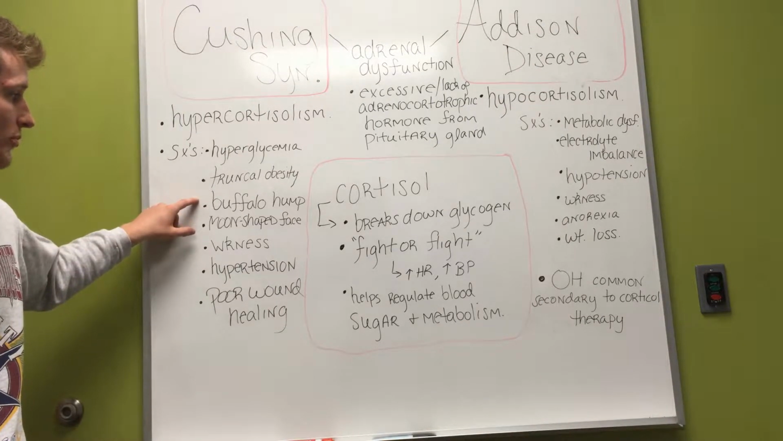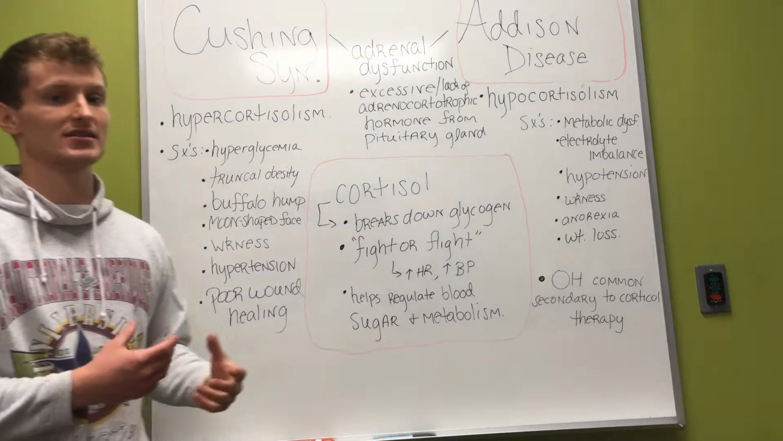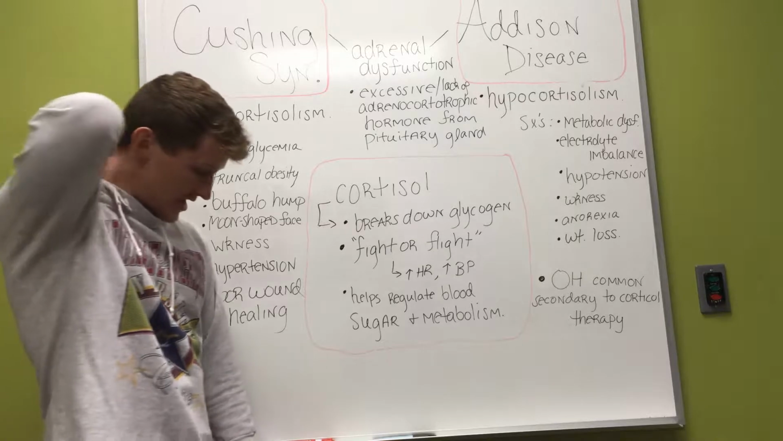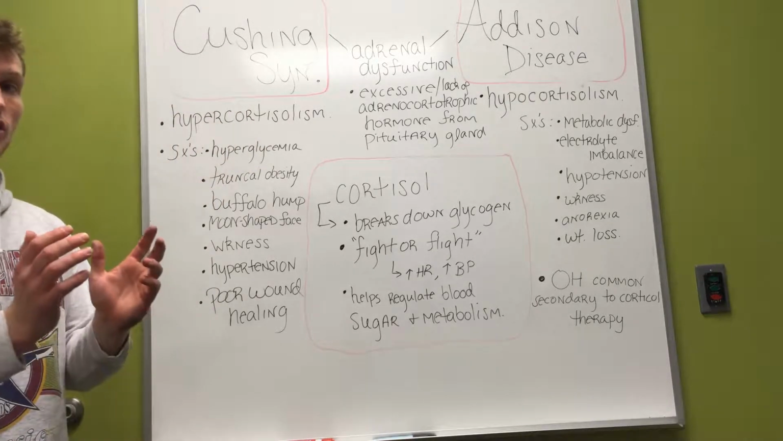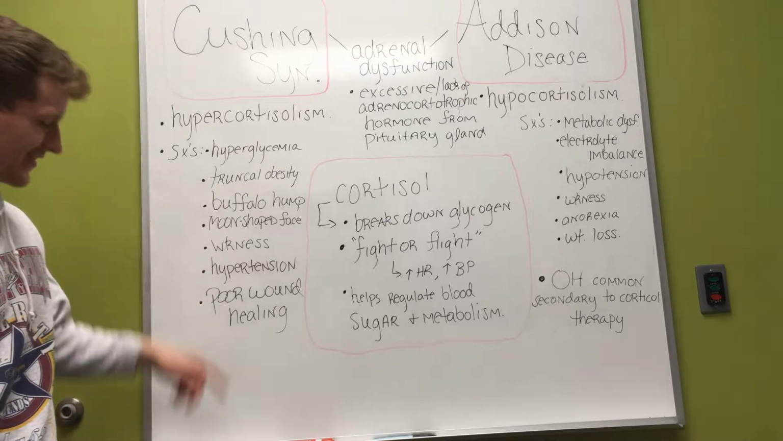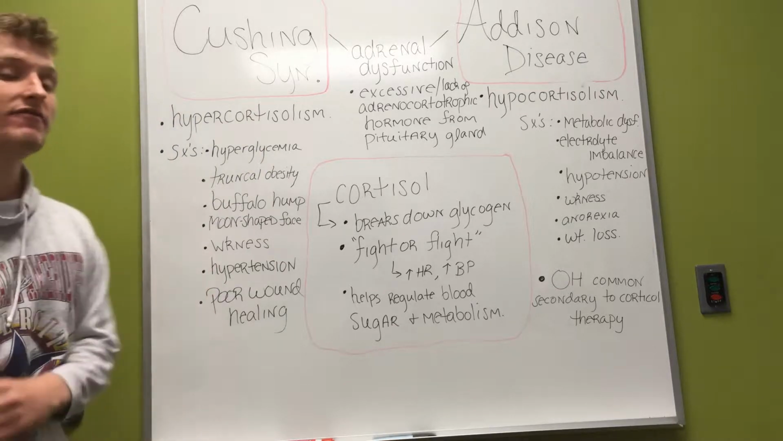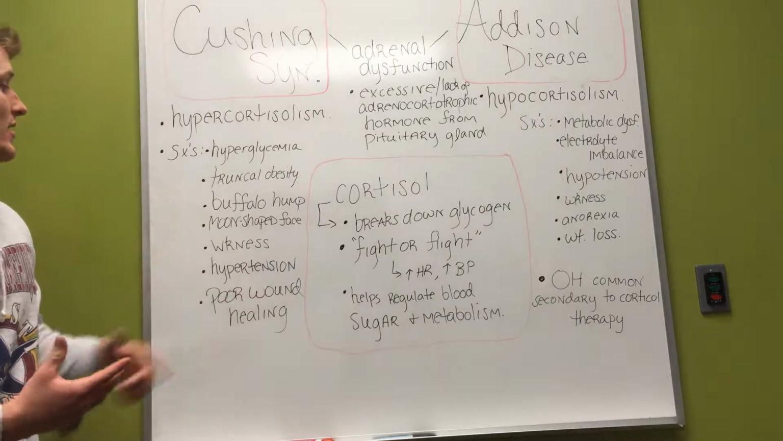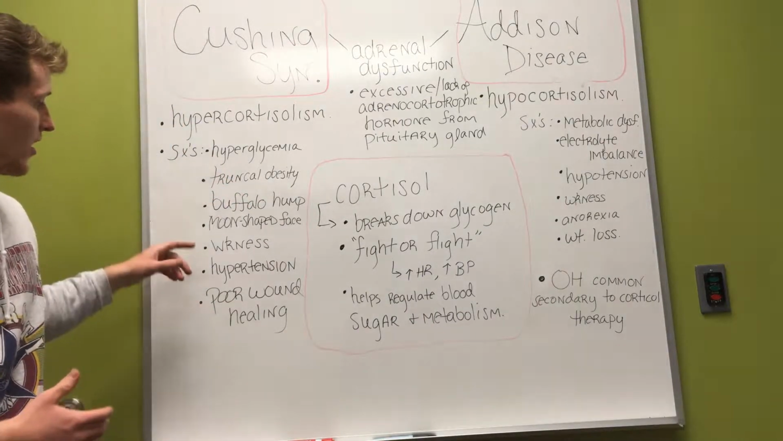A buffalo hump and a moon-shaped face. Both of these are related to fatty deposits in the body because of excessive cortisol. A buffalo hump is in our cervical spine, just superior to, right in between our shoulder blades or our scapula, and we present with a hump here that is a fatty deposit. Moon-shaped face is a rounded out moon-shaped face that is resultant of fatty deposits in and around that facial tissue.